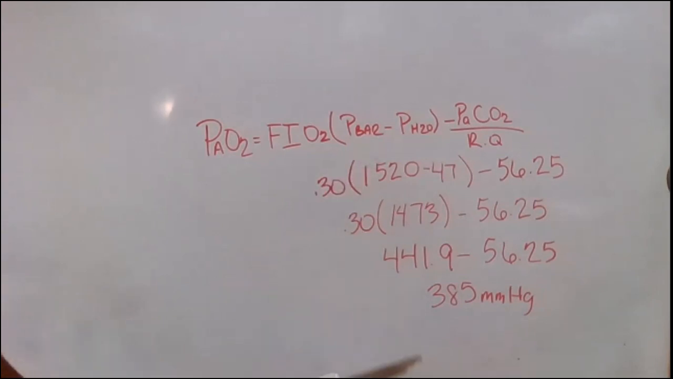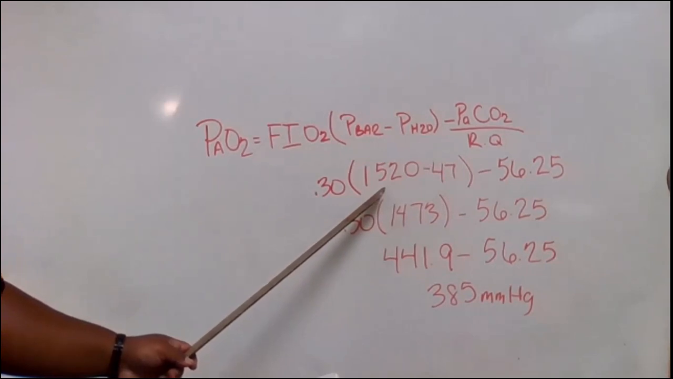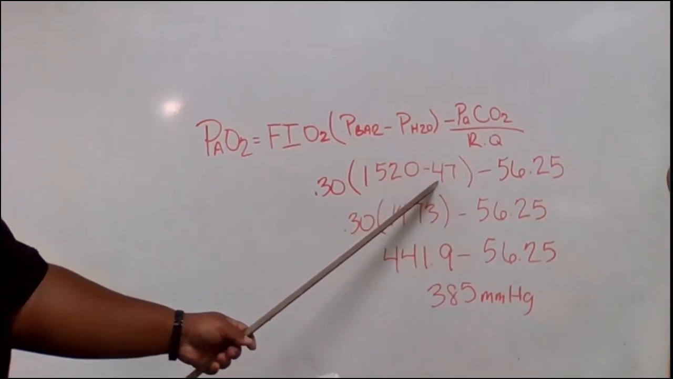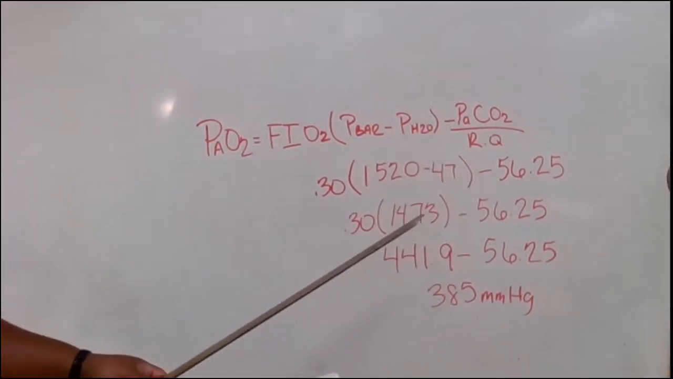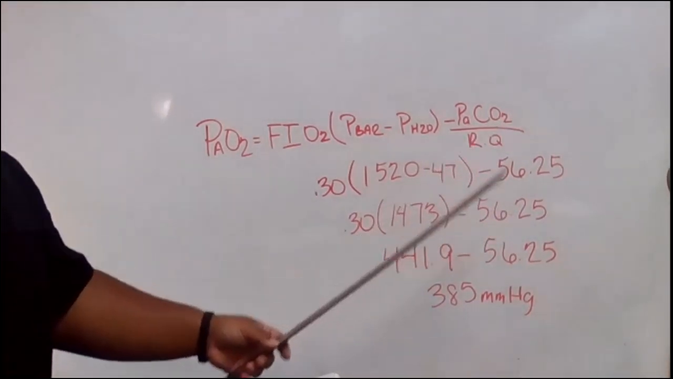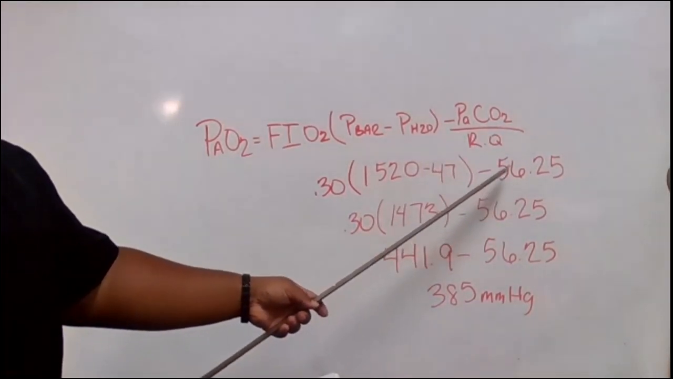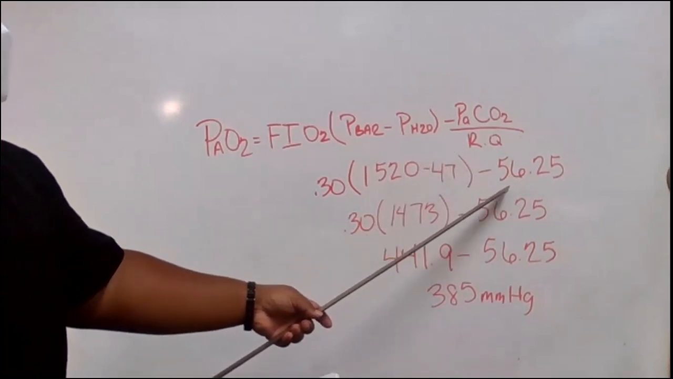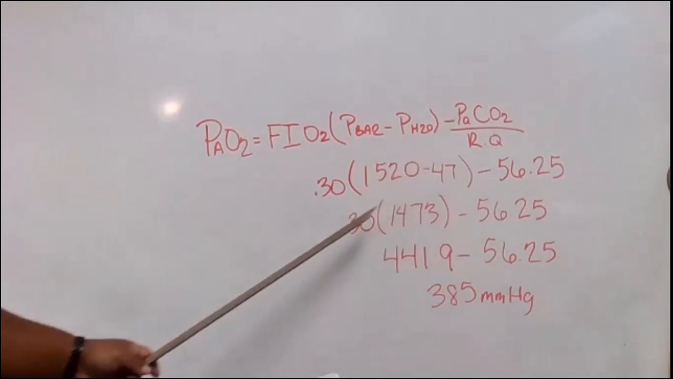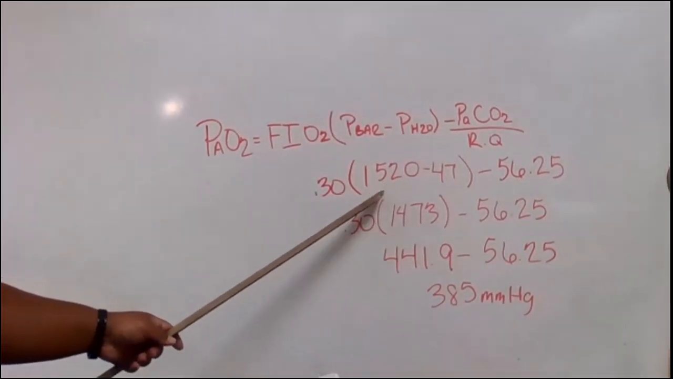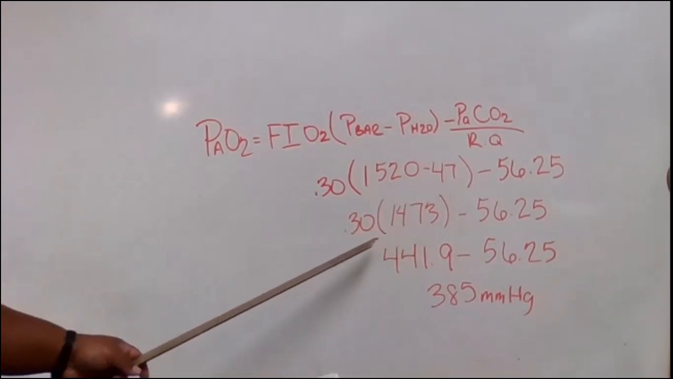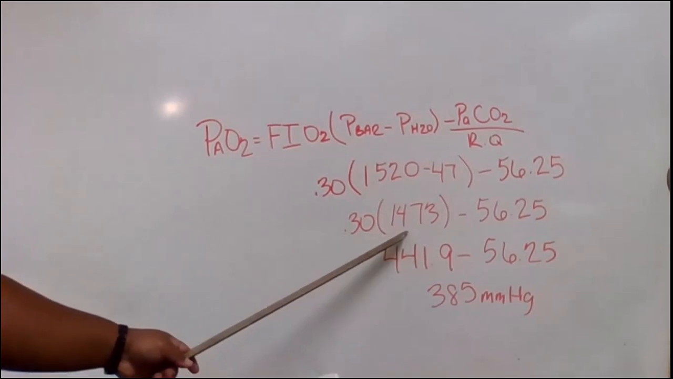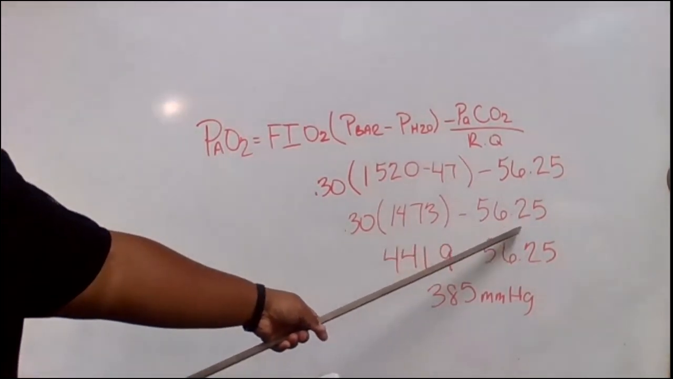Now, the P-bar was 2 atmospheres. So that's 760 times 2, which is 1520. 1520 minus the water pressure of 47 minus the PCO2, which was 45, divided by RQ, which was 0.8. So she went ahead and did that part. 45 divided by 0.8 is 56.25. Now, 1520 minus 47 is 1473. So 0.30 times 1473 minus the 56.25.